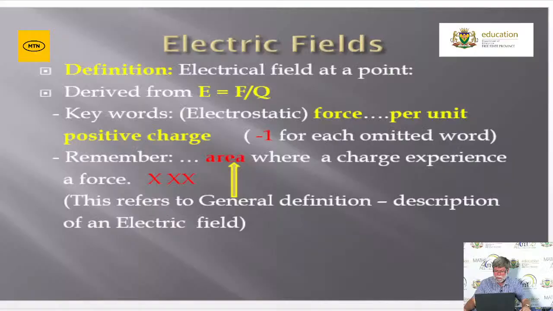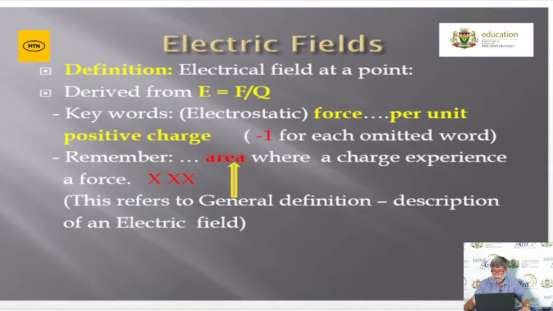Then moving on to electric fields. Now, the definition for electric field at a point always causes some trouble. The definition of electric field at a point, and that's the important part, at a point, is derived from the formula E equals F divided by Q. Now, the key words in the definition are the words, the force, and then very important, per unit positive charge. You see here are some very key words. That word per unit charge is very important. And it's a positive charge.